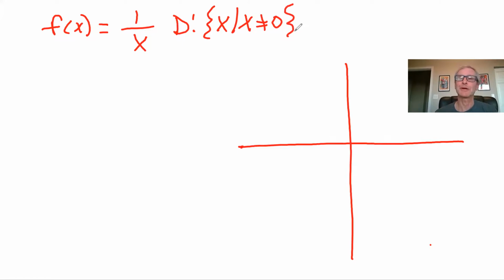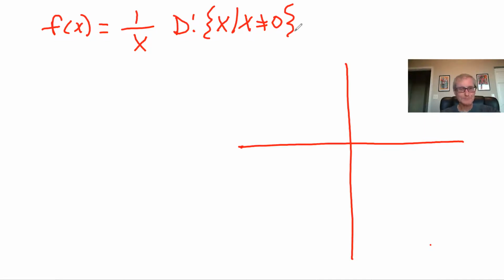I personally don't like this notation, but unfortunately, I can't change my math lab, and they use this notation in the homework. So I want you to be familiar with that. And so x can't equal 0 is basically the bottom line, because if we divide by 0, we don't have a real number. So how would we graph this?